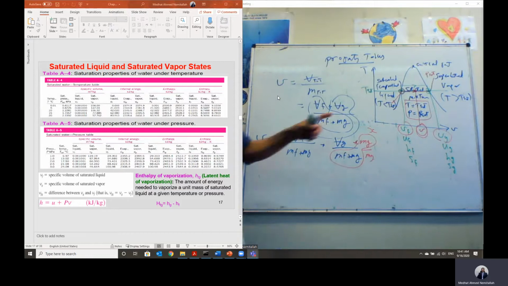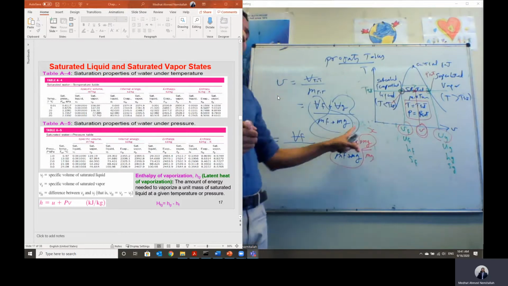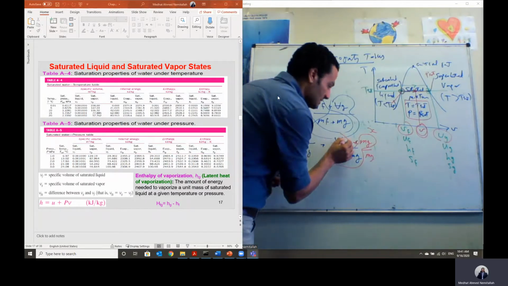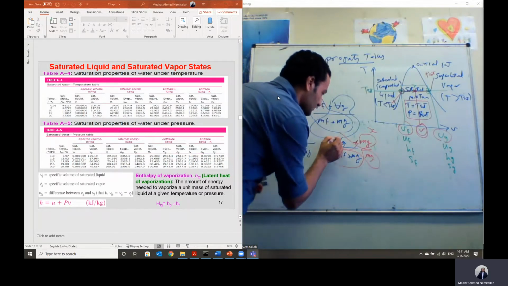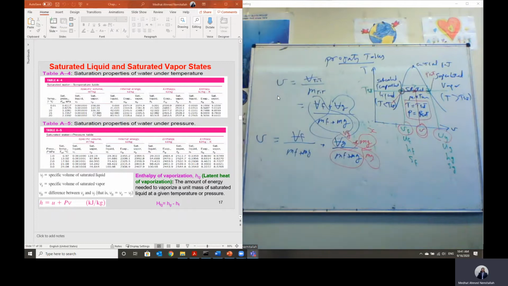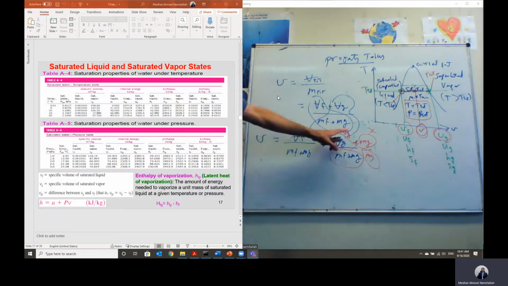We said when we have a saturated liquid plus vapor mixture, we can define the quality of the mixture X, which is the mass of vapor divided by the total mass. But what about the total volume of the gas divided by mass of gas? This term represents the specific volume V gas, which we can get from the table. So this term is equal to specific volume V gas multiplied by the quality X.